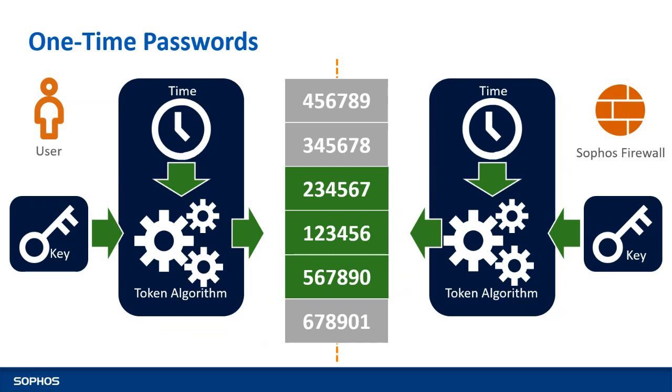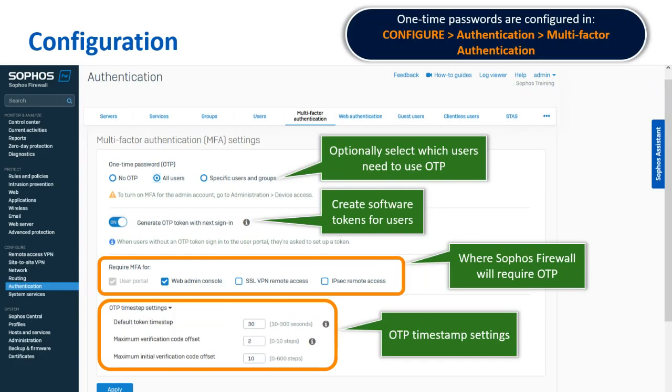Okay? So to allow for variations in the time between the token and the firewall, it will accept the previous and next token code as valid by default. This is the token offset step and can be changed in the settings. The multi-factor authenticator is not enabled by default and must be turned on. Okay, this can be done for either all users or a selected set of users or groups.